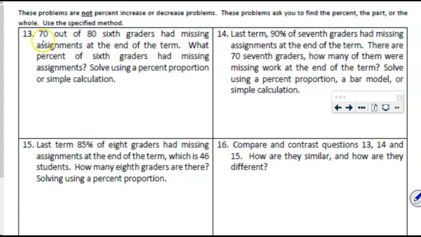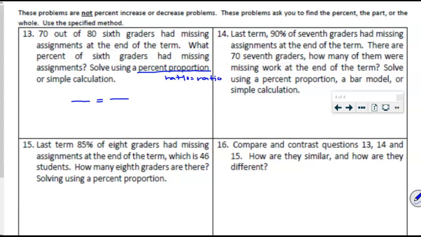So 70 out of 80 graders had missing assignments at the end of the term. What percent of 6th graders had missing assignments? Too many, but again, this also came from a true story. Solve using percent proportion, or I could do a simple calculation, but if it's a percent proportion, that's going to be a ratio equal to a ratio. Remember that. A proportion is a ratio equal to a ratio.